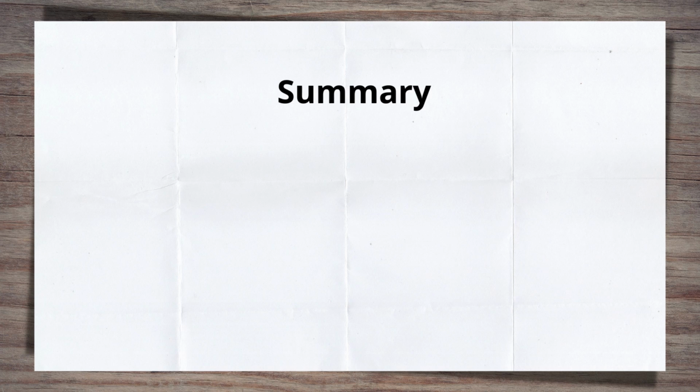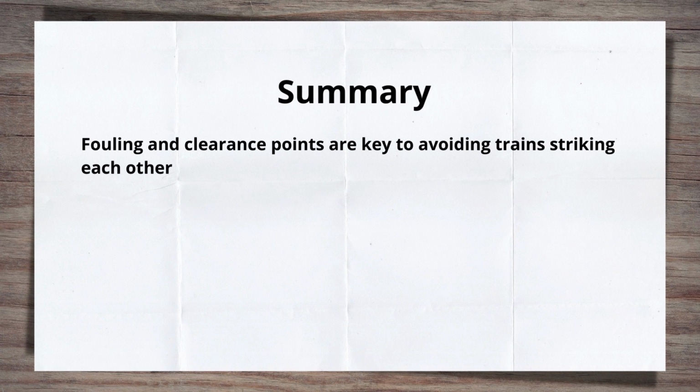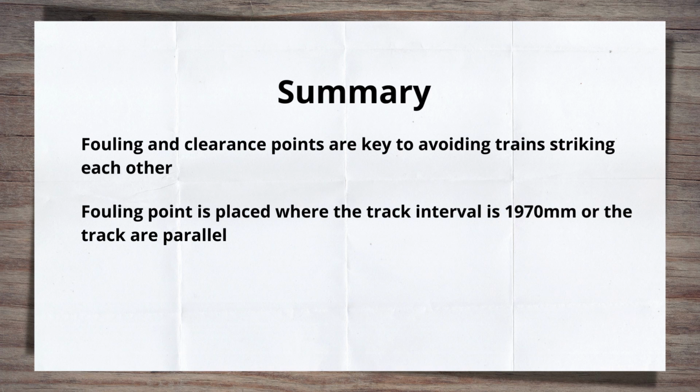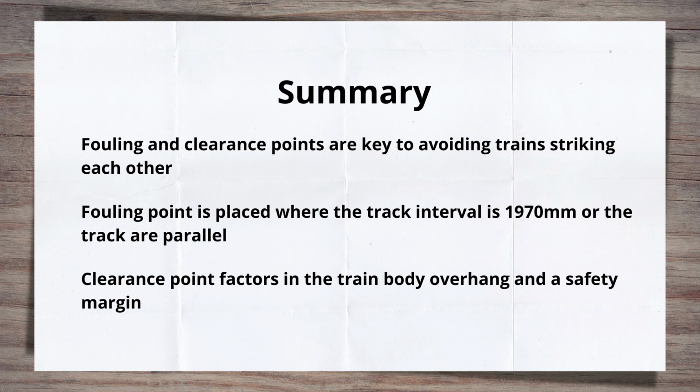So, to sum up, clearance and fouling points are key to avoiding trains striking or colliding with each other around railway junctions. The fouling point is placed where the interval between the two tracks is 1970 millimetres. The 2 points are required to take into account the location of the wheels in the train body, as well as factor in a safety margin, and are 5.86 metres apart.